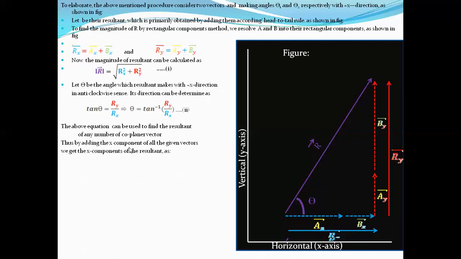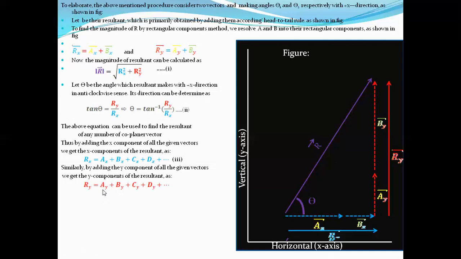Thus, by adding the x component of all the given vectors, we get the x component of the resultant vector, as all the given vectors along the x-axis will be given as Ax plus Bx plus Cx plus Dx and so on. Similarly, we have the vertical component. By adding the y component of all the given vectors, we get the y component of the resultant, as Ry is equal to Ay plus By plus Cy plus Dy and so on. Let us call this equation number 4.